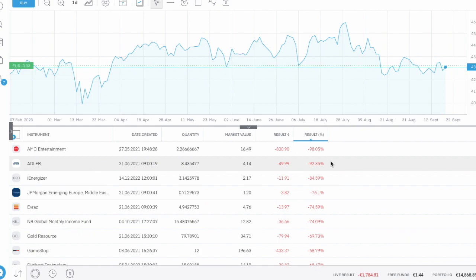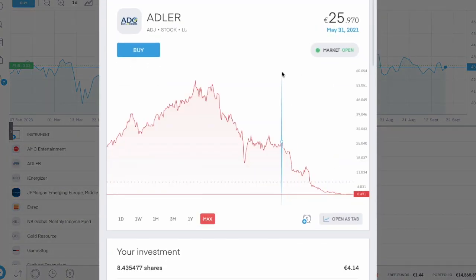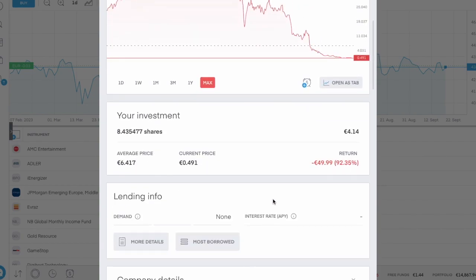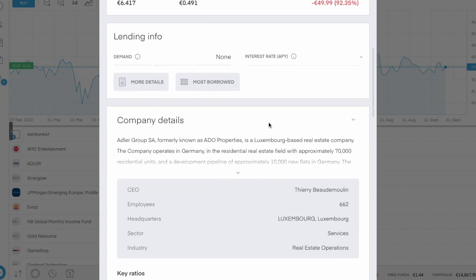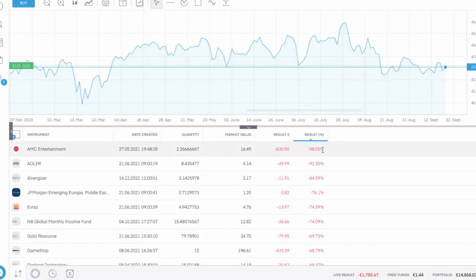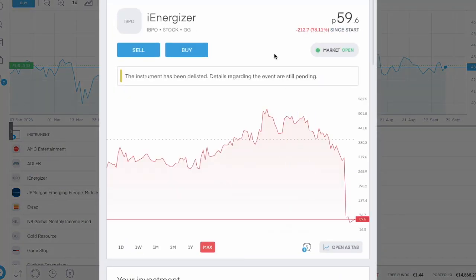This company, Adler, I think this is the largest real estate company in, I don't know if it's Europe or just Luxembourg, but it is getting absolutely wrecked. This new section here, lending info, the demand is how much, like the demand of the shares, how much people want them, basically. And then this is the interest you would earn. But although this has done very badly, nobody wants to bet on it going down, so I don't know how to feel about that. Well, nobody wants my shares. So it could make no difference whatsoever to me, but I don't really know what's going to happen with that one. These have been delisted, yeah, so it's probably just going to disappear.